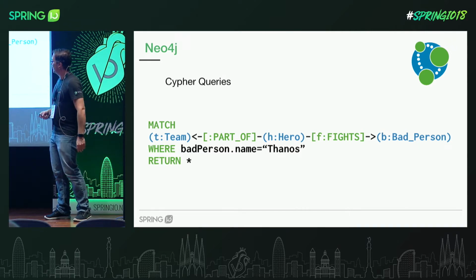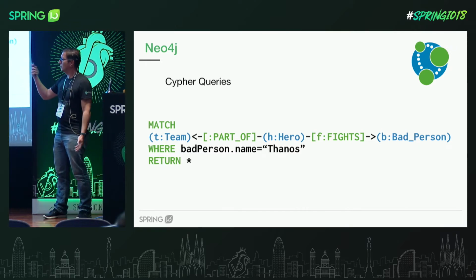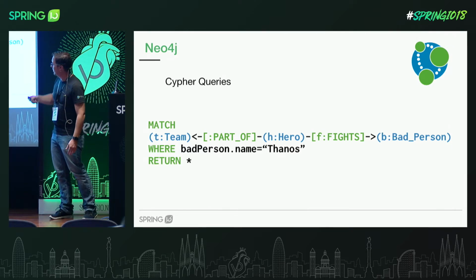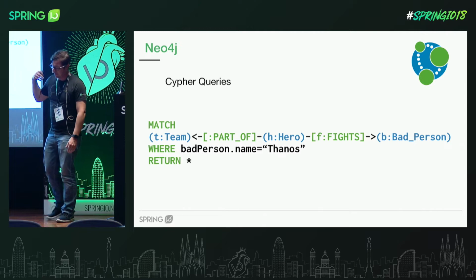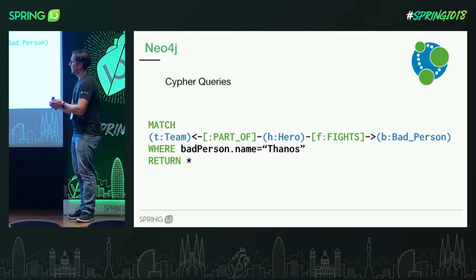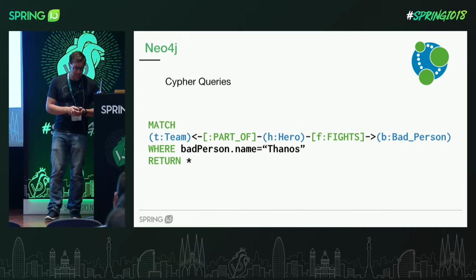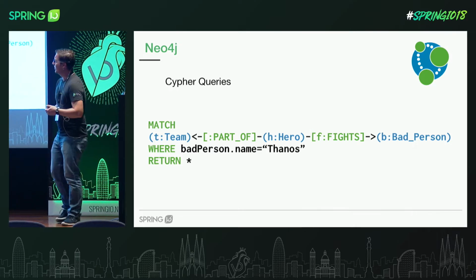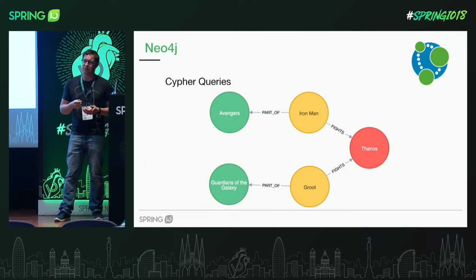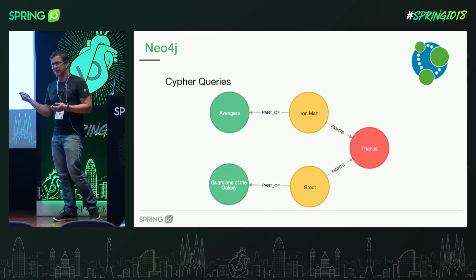I only want to find all data. But if you want to find teams, heroes, and the bad persons, but they should all be fighting against the same enemy, in this case Thanos, and if I query the data in this way in the browser, for example, I will get in return a graph that pretty much looks like the data I put in.